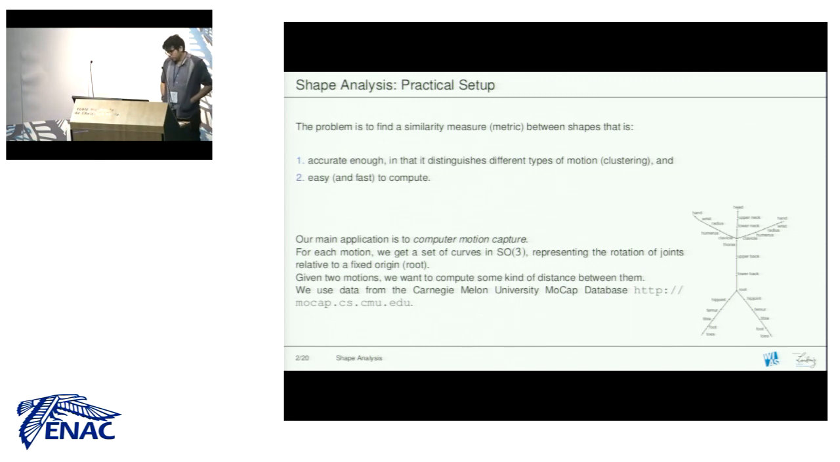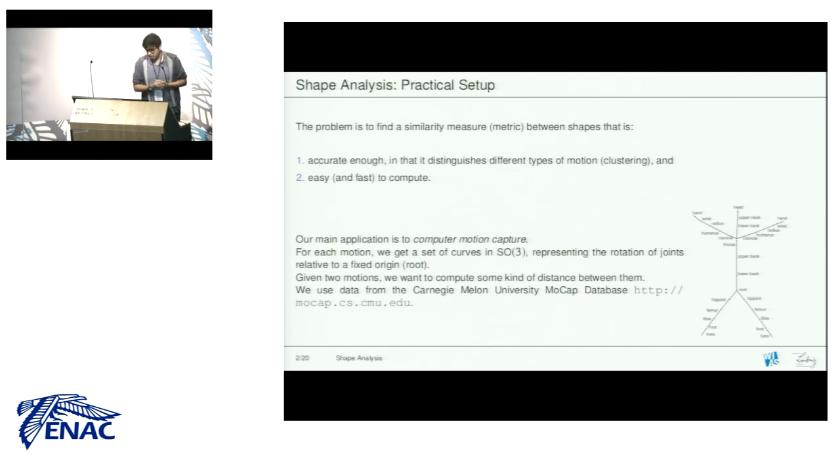We want to find a metric or a similarity measure between shapes, so curves, unparametrized, which has certain nice properties, for example, which is accurate, so it allows you to distinguish different curves, and that's hopefully fast to compute. Right, so our main application is to compute motion capture, so you have some people moving around, you put sensors on some certain body parts, and you record this. So these are your curves.